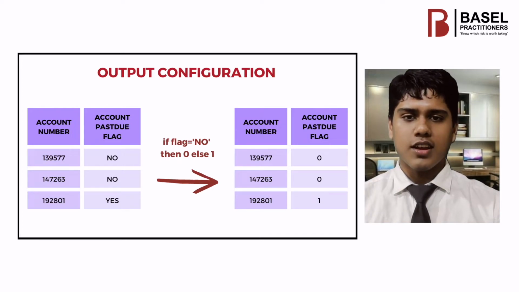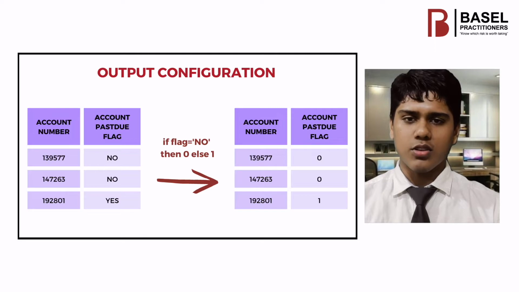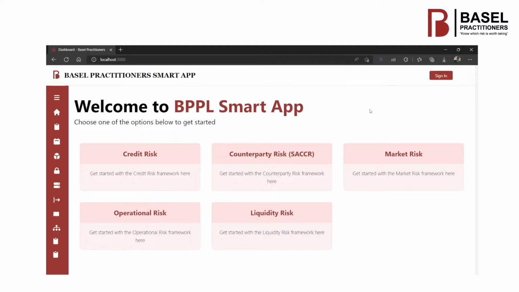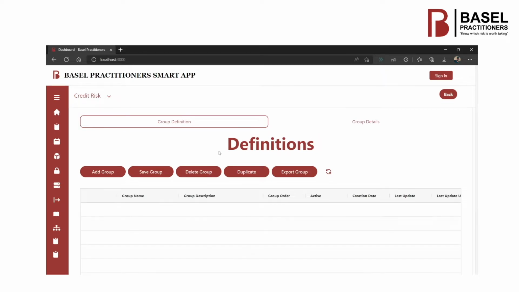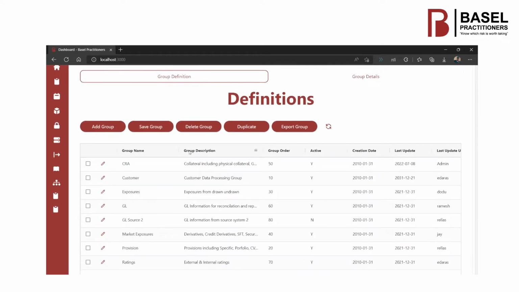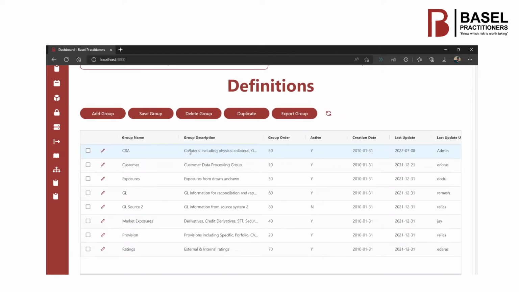Now that we've seen how our ETL engine works, let's look at how a user would go about and use our tool. Let's get started with the demo. So the first thing when you arrive at the home page of our app, you'll be clicking on the creditors component, and the next thing you'll be clicking on the define source component. And before we start extracting files, we'll first have to create a group which groups a bunch of loads together.